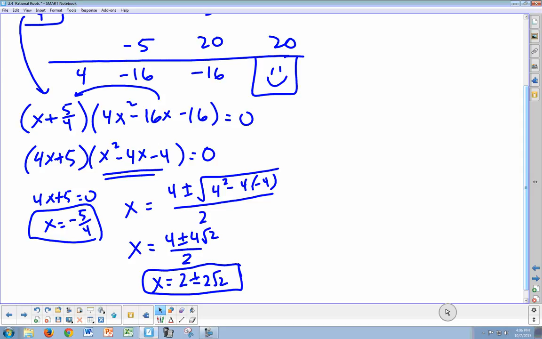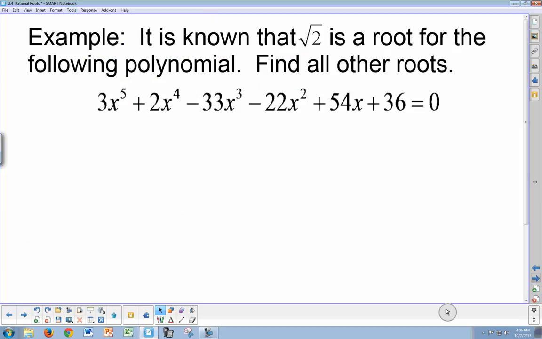What I'm going to do is stop here, and when we come back next week, we'll take a look at this type where it's known that radical 2 is a root, and we'll work through this 5th degree polynomial from there. All right, hopefully that'll get you started on this using synthetic division.